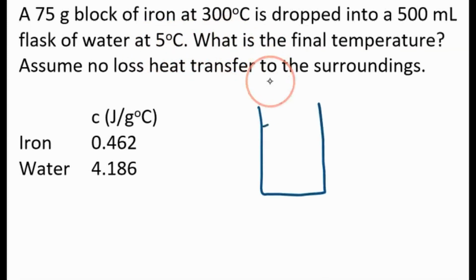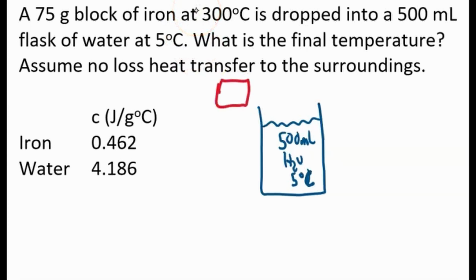So we have a 500 milliliter flask of water. This is water, and it's at 5 degrees Celsius. Oh, that's Celsius. And we have a hot block of iron, 300 degrees Celsius, going into the water. Okay, and we want to know the final temperature. So obviously they're going to warm up, and we're going to assume that we don't have any heat transfer to the surroundings. This is a bit unrealistic, but if we insulate it enough, we can approximate this to be true.